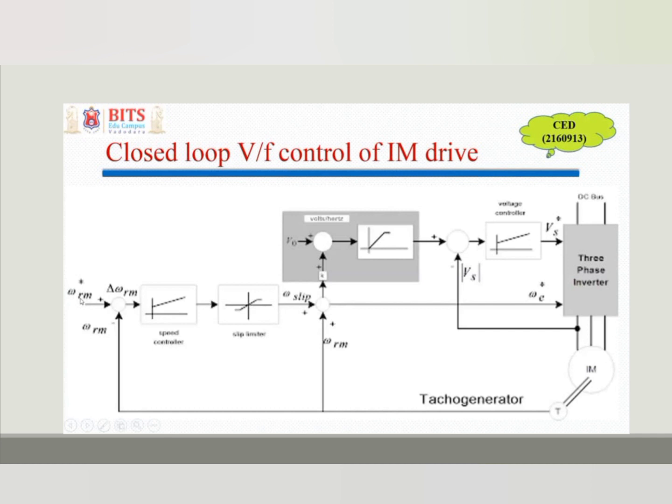Both n star and n are compared in the error generator, which generates the error equal to n star minus n. Next, this error is given to the PI controller. The job of the PI controller is to change its output until the input error is 0. So, the output of the PI controller is the desired slip frequency. Slip frequency equals f minus fn.